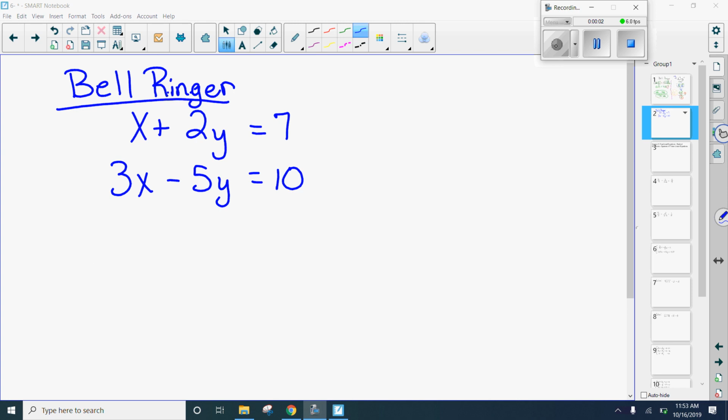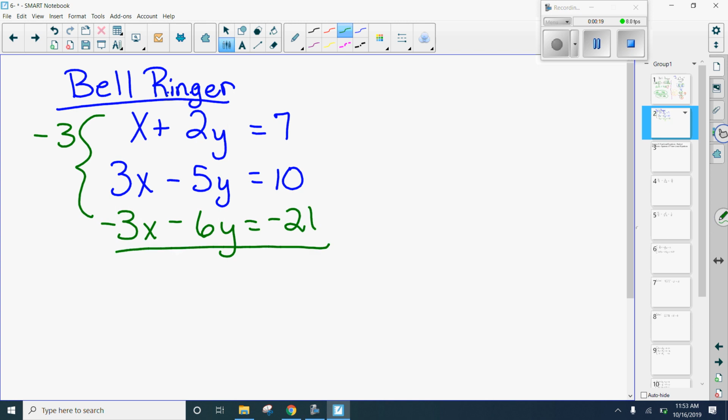How do you solve this right here? Elimination substitution. Multiply the top one times -3, which gives you -3x minus 6y equals -21. Then group your two equations together. So you get -11y is equal to -11. So y is equal to 1.